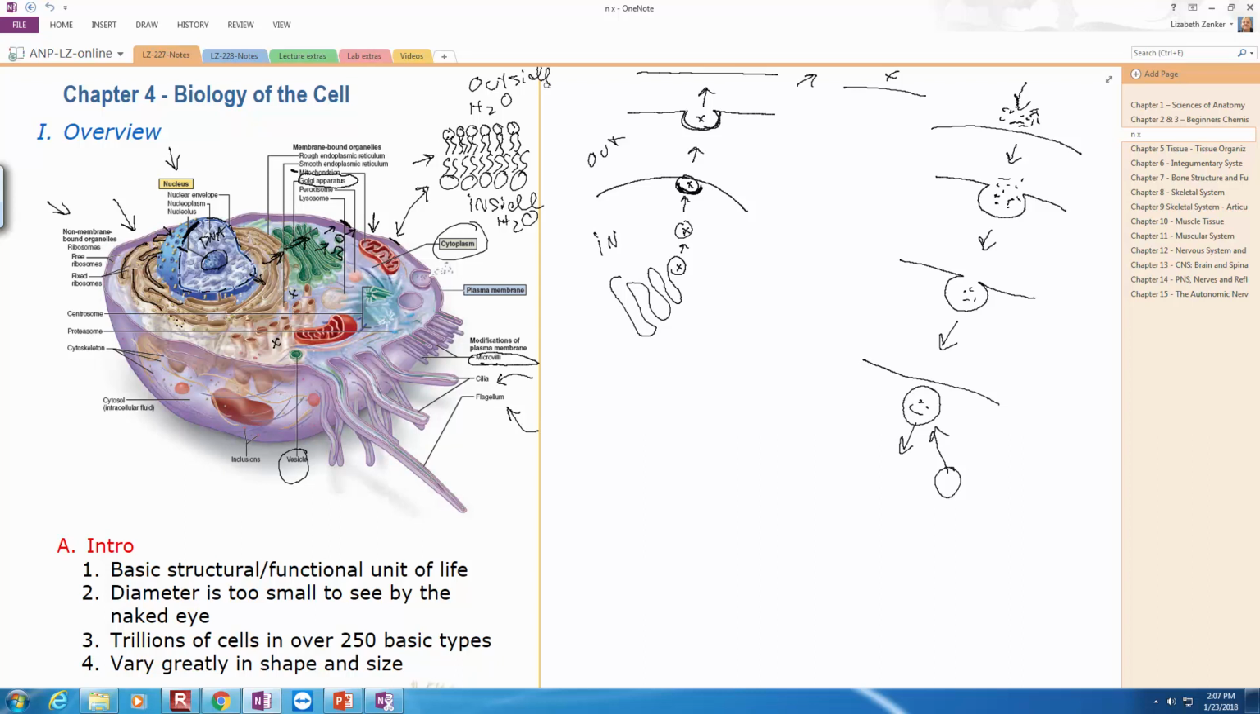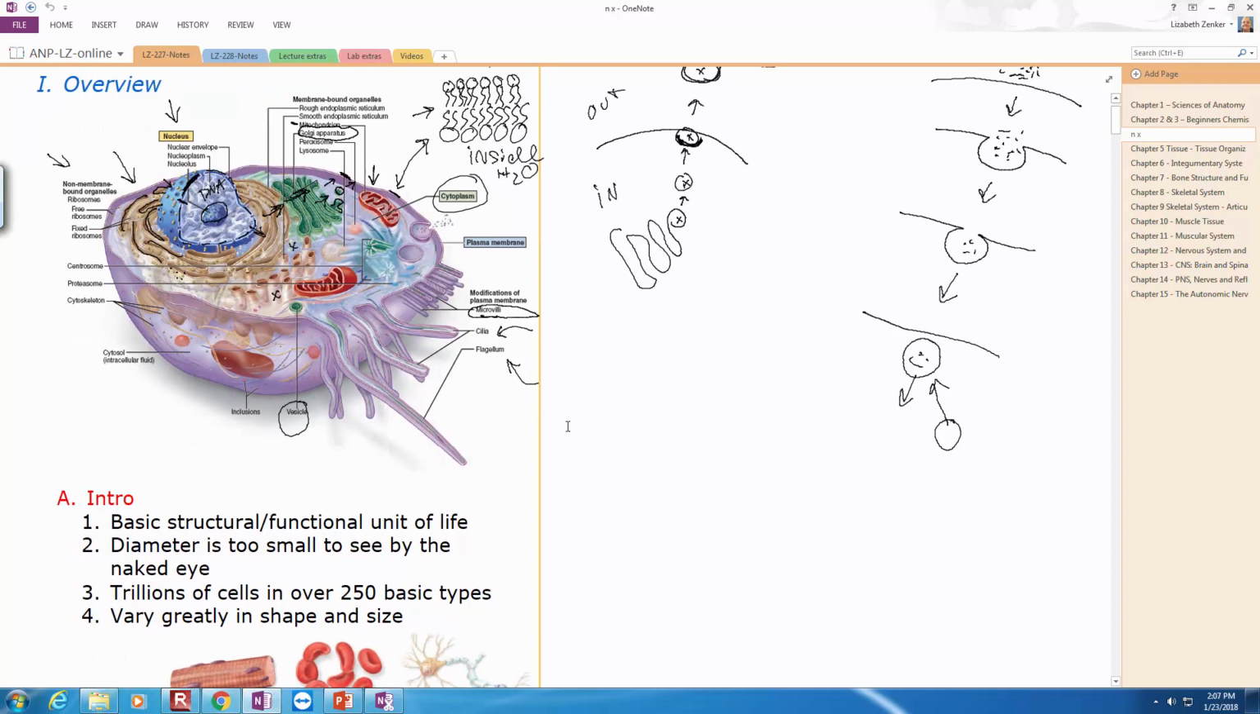So characteristics: the basic structural and functional unit of life is the cell. That is the basic structural unit. The diameter is too small to see by the naked eye, thus we have to do what? Magnify it and look at it with a microscope. There are trillions of cells, in over 250 basic types of them. We're not going to make you learn all of that, right?